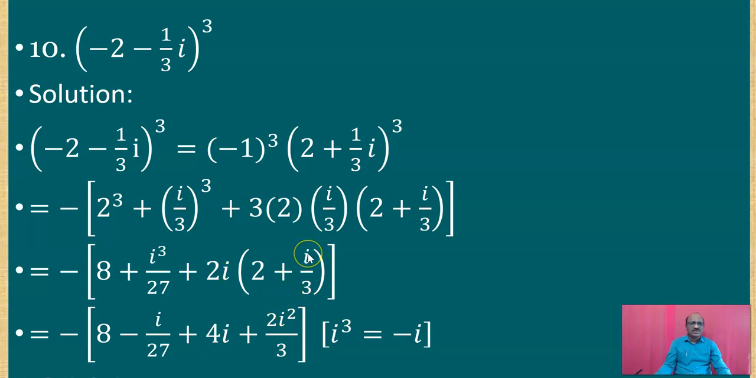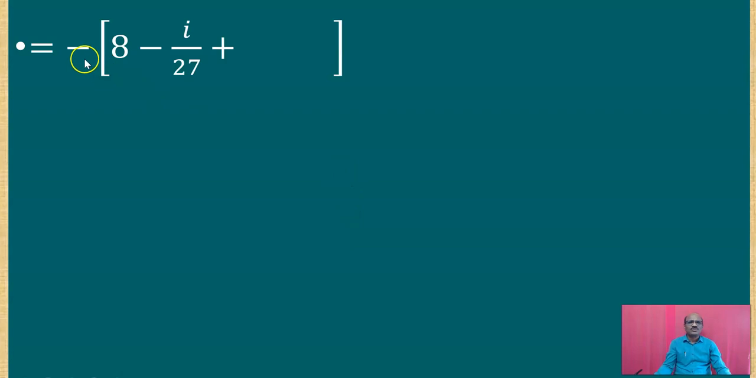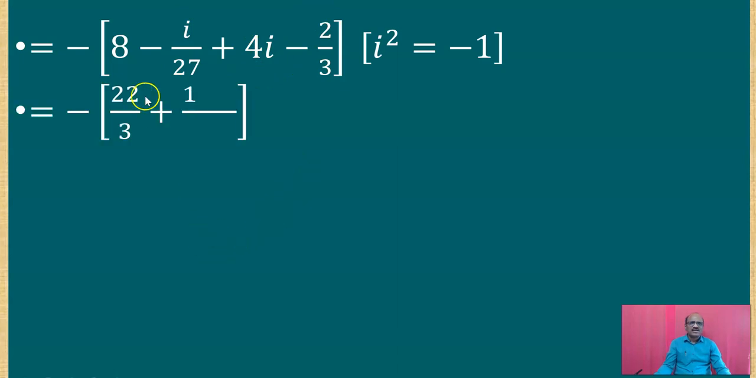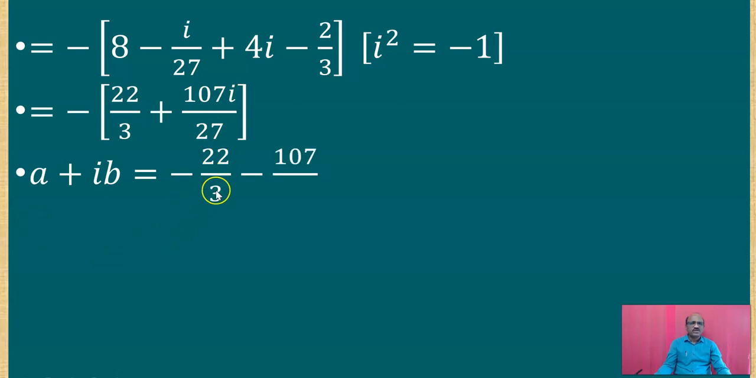Next is 2i square. i square is minus 1, that is minus 2 by 3. And overall you will get minus in bracket 8 minus i upon 27 plus 4i minus 2 upon 3. Okay. And if you simplify this, then you will get 22 upon 3. That is 8 minus 2 by 3 means what? 22 upon 3. And minus i upon 27 plus 4i. Overall you will get 107i upon 27. Therefore, a plus ib is equal to minus 22 upon 3 minus 107 upon 27i.